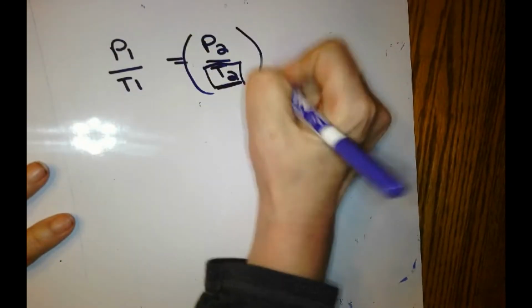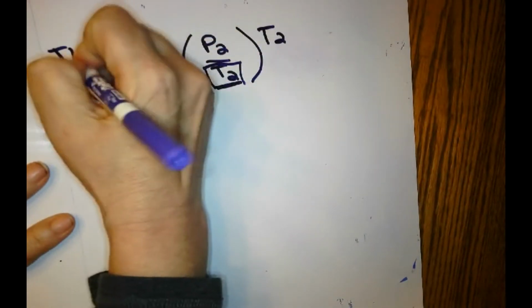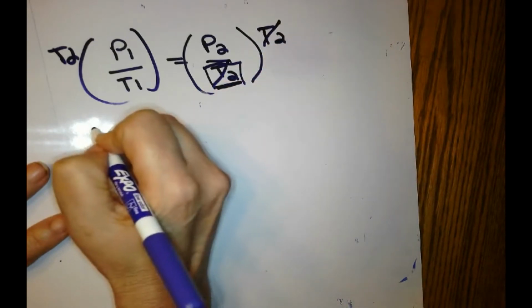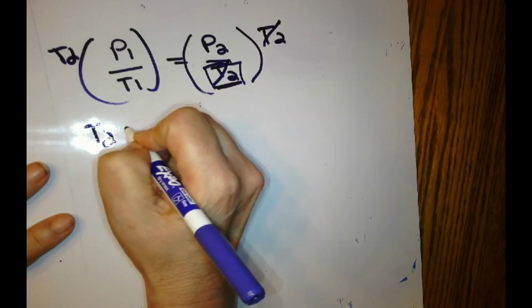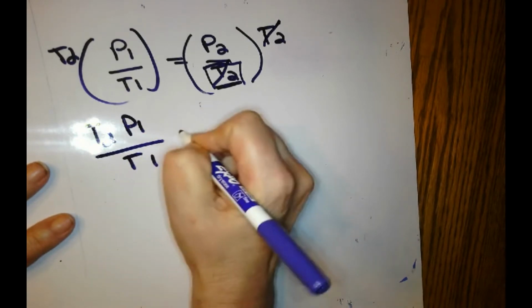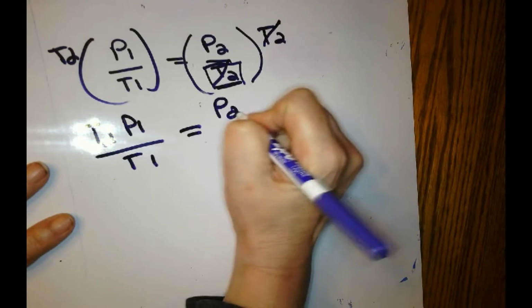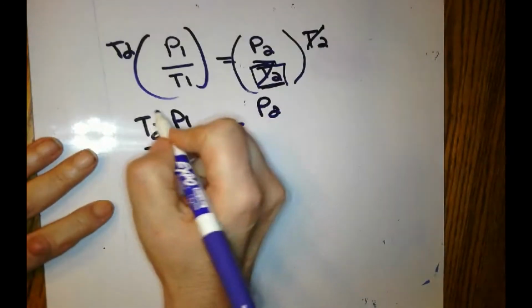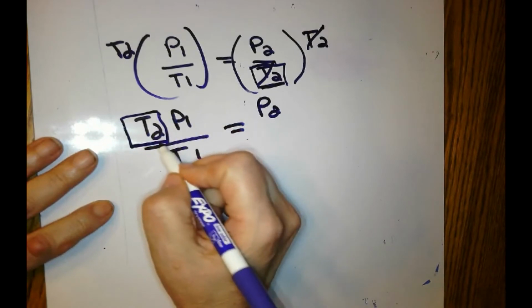I need to get T2 on top, so I'm going to multiply both sides by T2. Okay, so my T2 is gone, and I have T2 times P1 divided by T1 equals P2. Okay, that's what I have. But I am solving for T2. This is what I have to get alone.